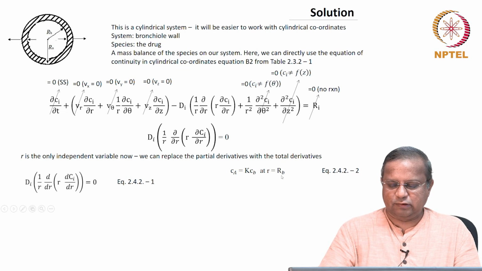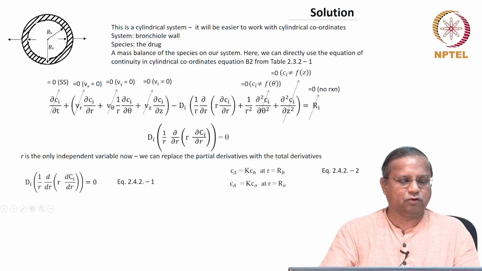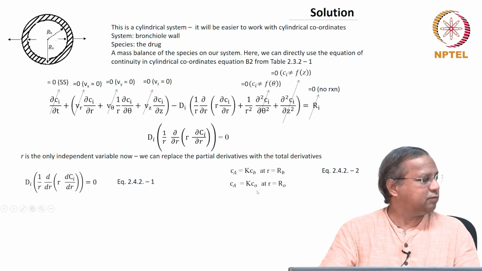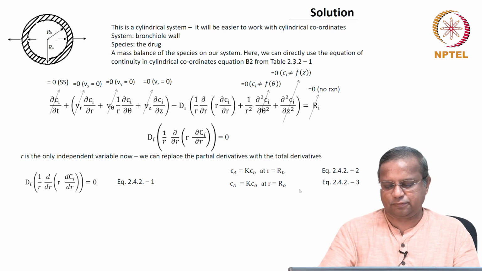This is equation 2.4.2-2, the boundary condition. The other boundary condition is on the other side at r equals ro, which is the outer wall, Ca equals k C0. C0 needs to be the concentration here. Therefore, the concentration on the membrane would be the partition coefficient times C0, and that is what this is. We will call this equation 2.4.2-3.